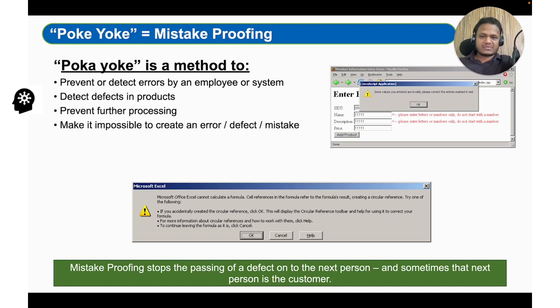Next one is the Microsoft Excel example. We try to enter some formula. If the formula is not correct, it gives you an error message. You may want to correct it, or else the data will be skewed.